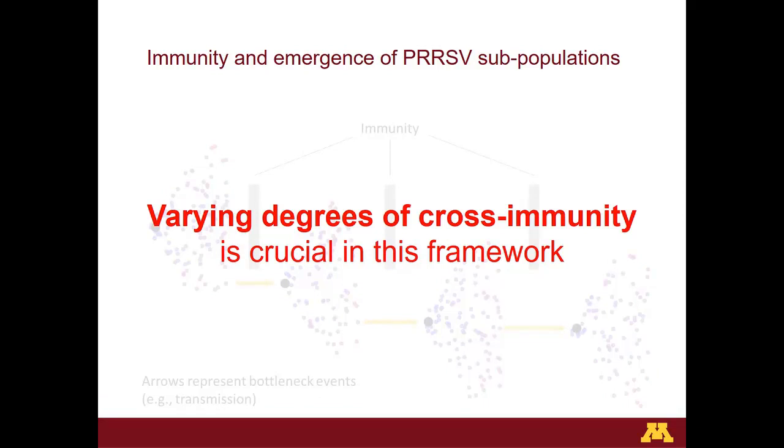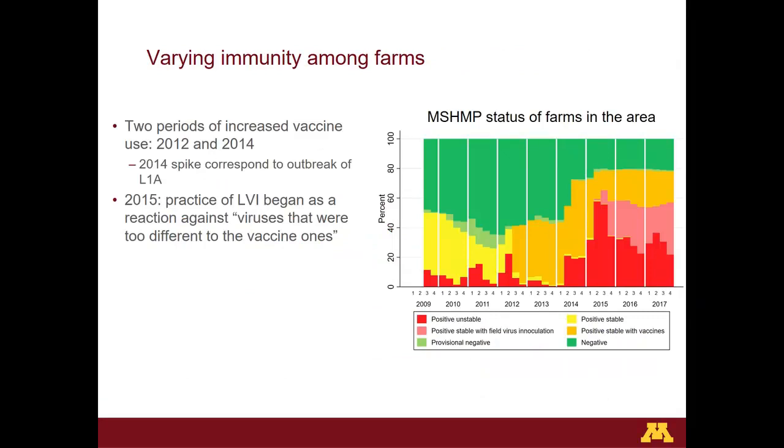You have to have imperfect protection from viruses in order for this to work. So we decided to look at the MSHMP data, and we did see that adoption of vaccination and LVI protocol in this particular region where these sequences came from did not occur at the same time. So we do believe that we can see evidence for varying immunity through time in this particular region.